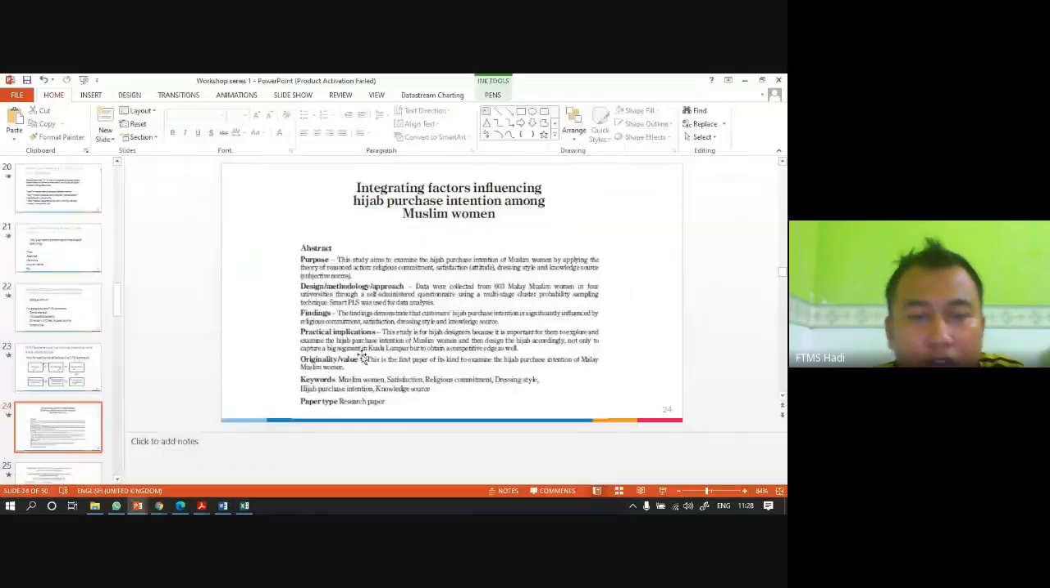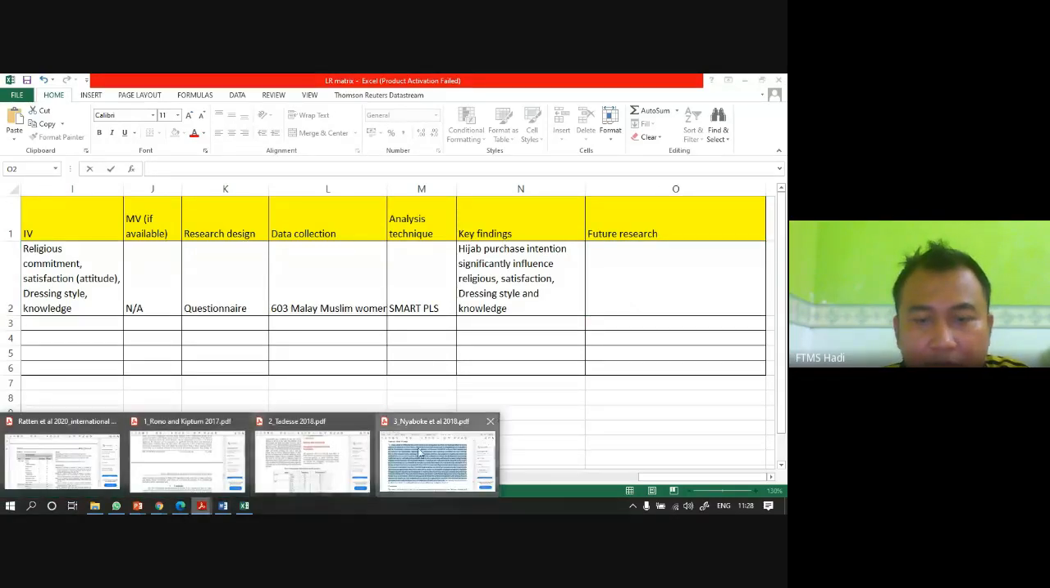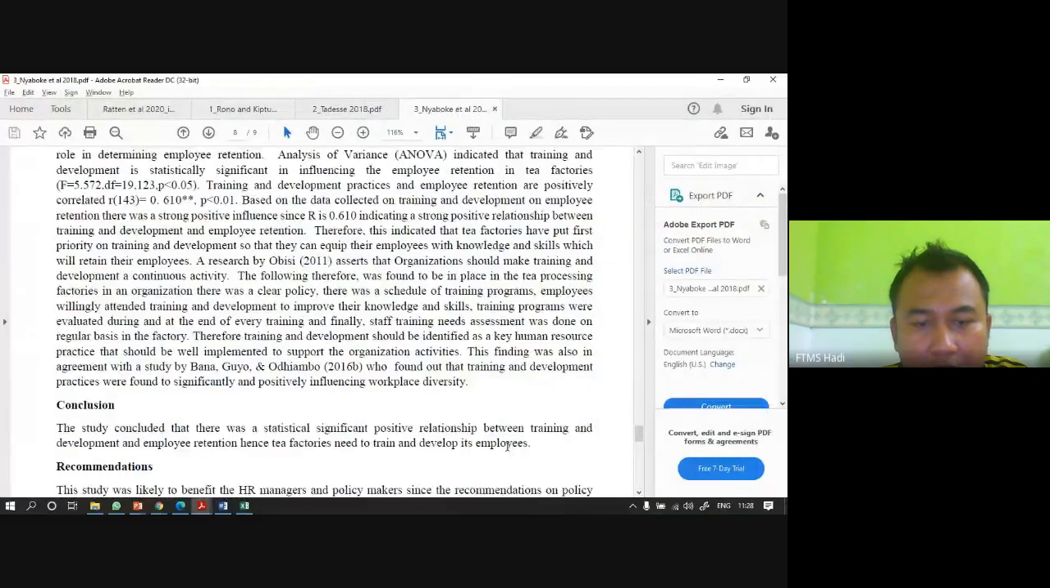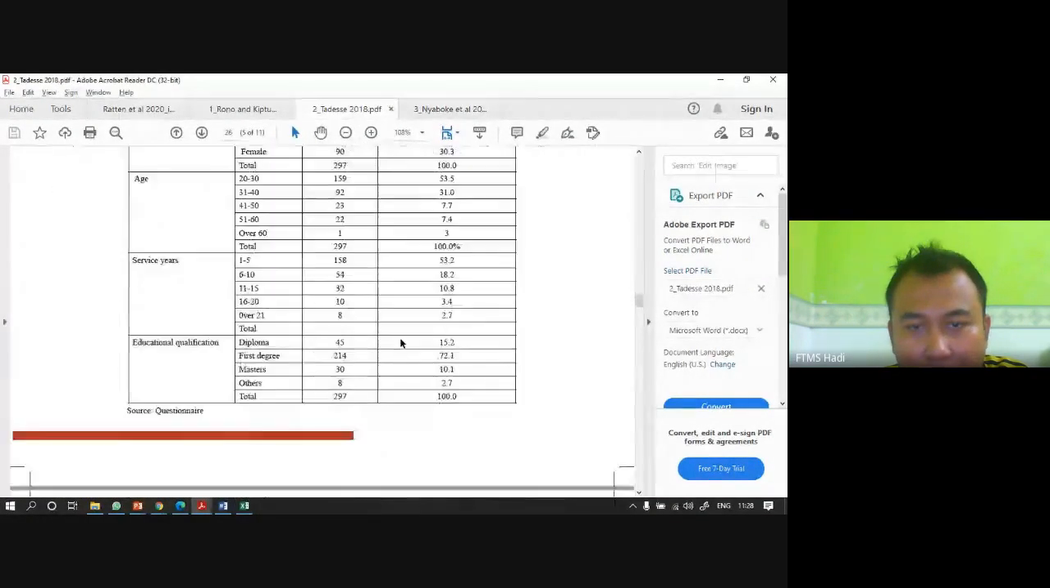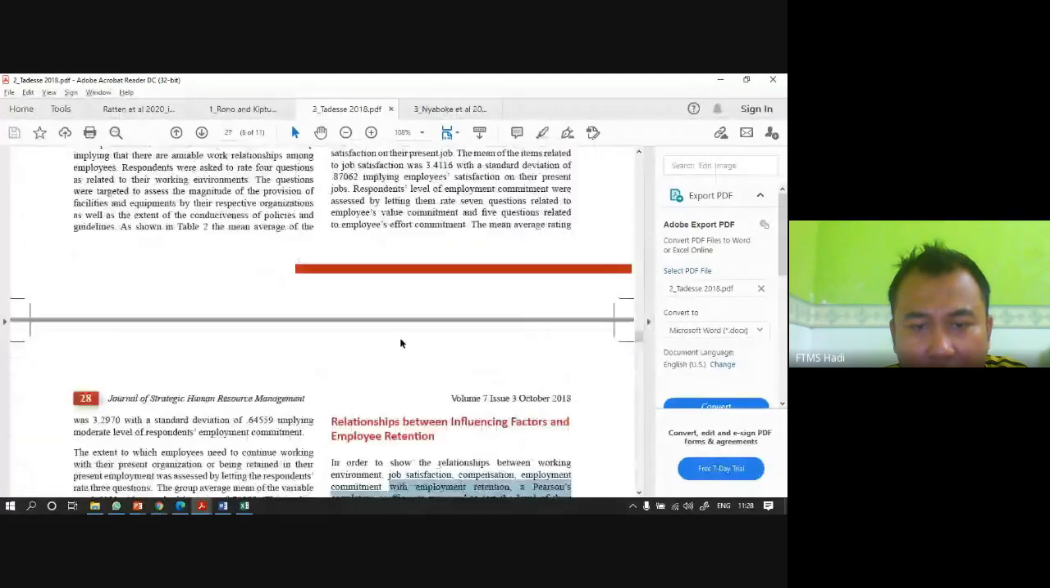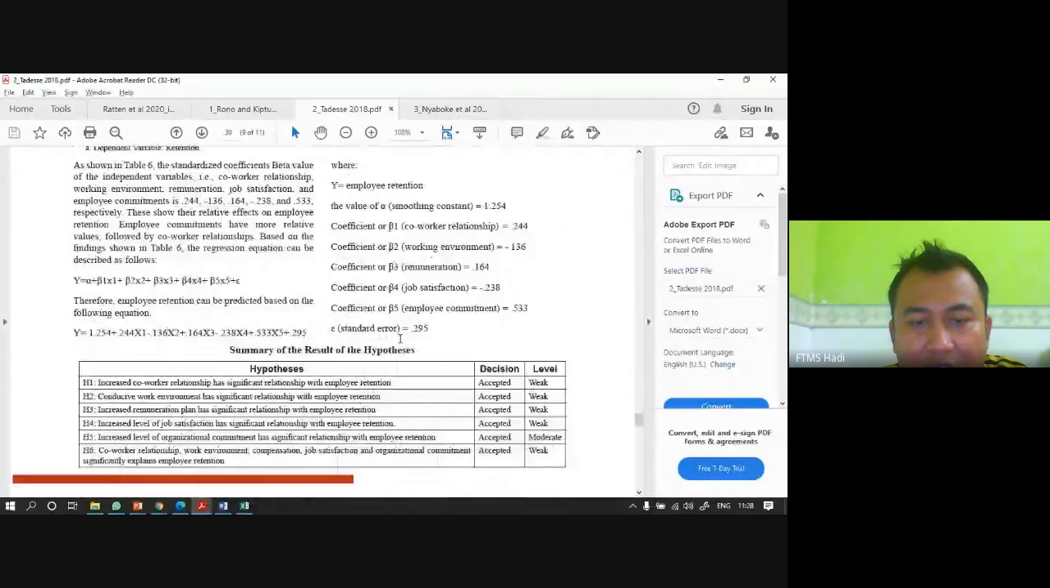For future research, usually we look at the final section, the recommendation. I don't have this journal, so you can have a look at the final section. Let's have a look at other journals that have future research. Let's say I go for another one. Some give it, some don't. If they don't give it, that means not available. Usually the future research recommendation is at the end of the journal.